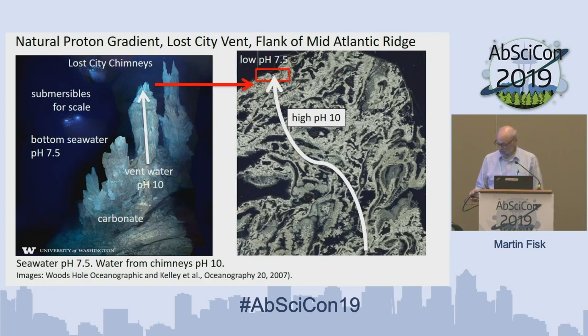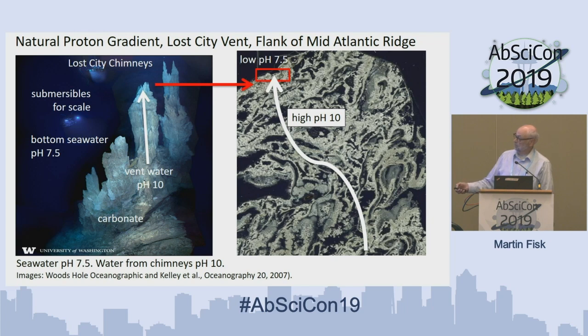So this is the model of Russell, Martin, and Nick Lane, in which here is the Lost City chimneys. These are massive, tens of meters high. They're made out of carbonate, and they funnel high pH water from the seafloor, from the bottom, in the crust, up through these chimneys, out into seawater. And so the seawater pH there is about 7.5. This is 10.